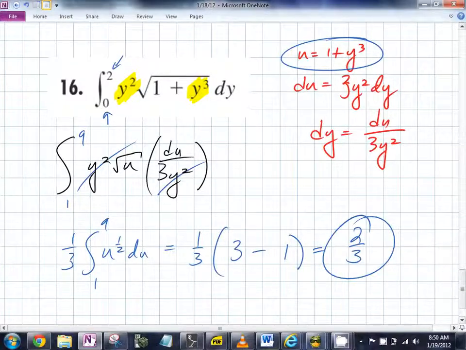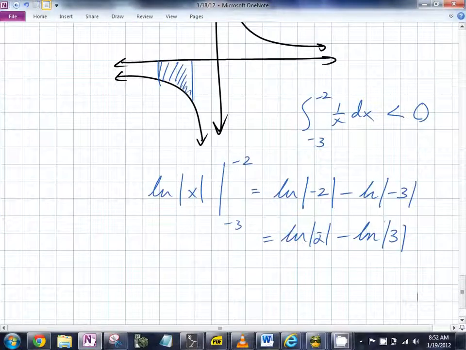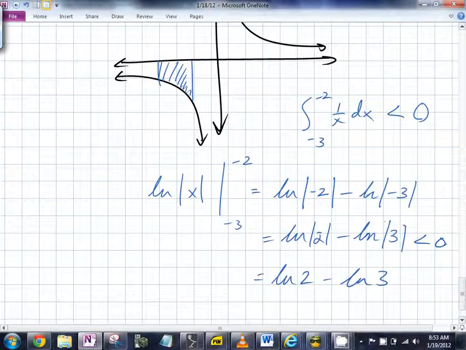Can you tell me about that answer? That answer is going to be what? That's going to be negative. That will be negative because the natural log of 3 is greater than the natural log of 2. The natural log of 3 is greater than 1. The natural log of 2 is less than 1. That's going to be negative. So does this actually work out nicely? Yeah, it does work out nicely. Works out really, really nicely.